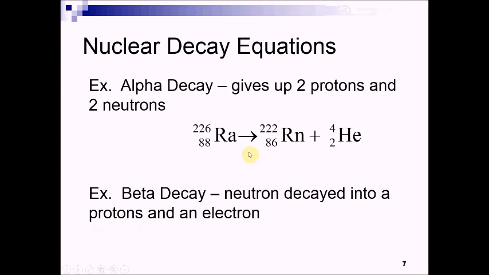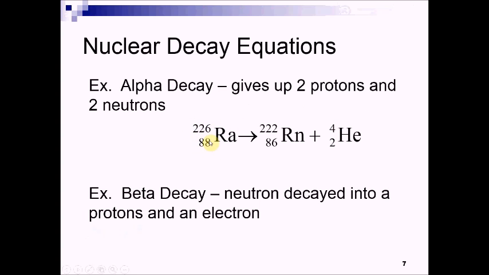So radium is unstable. It will undergo an alpha decay, and when it does that, it loses an alpha particle, which means we lose 2 protons and 2 neutrons, so we lose a mass of 4. So really just treat this arrow as an equal sign and your numbers should add up. 226 equals 222 plus 4.